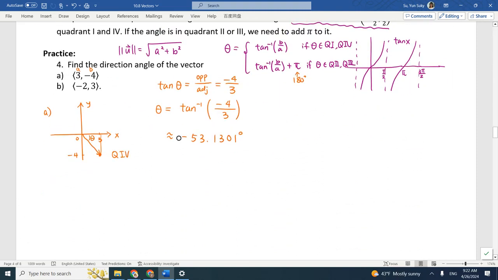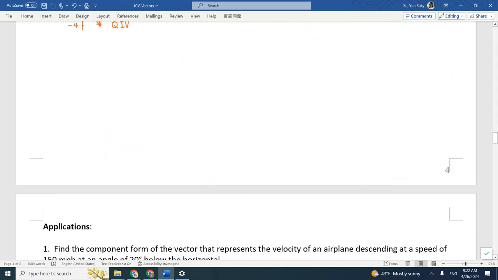So this is the direction angle. And you guys know how to find the magnitude. Right, everybody? So given the component form, you can find the magnitude and the direction angle of the vector.